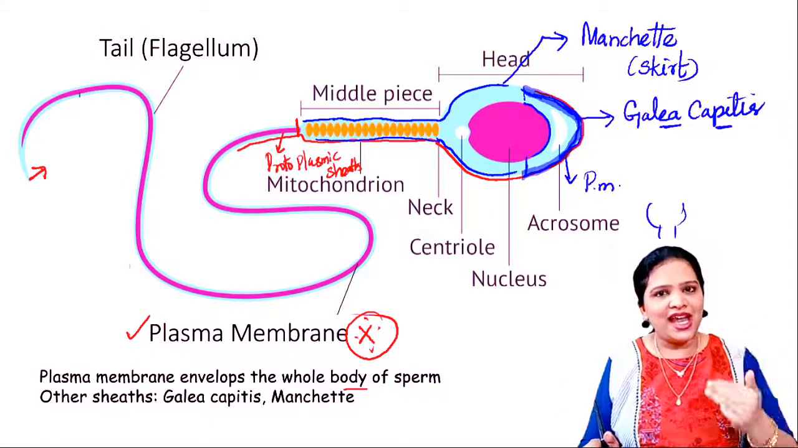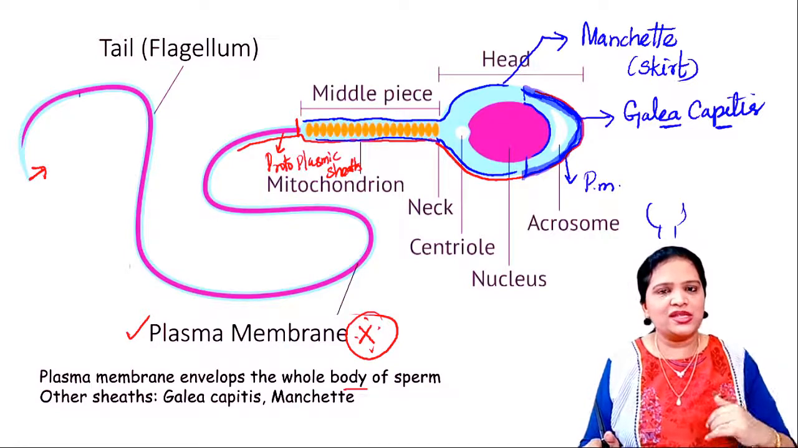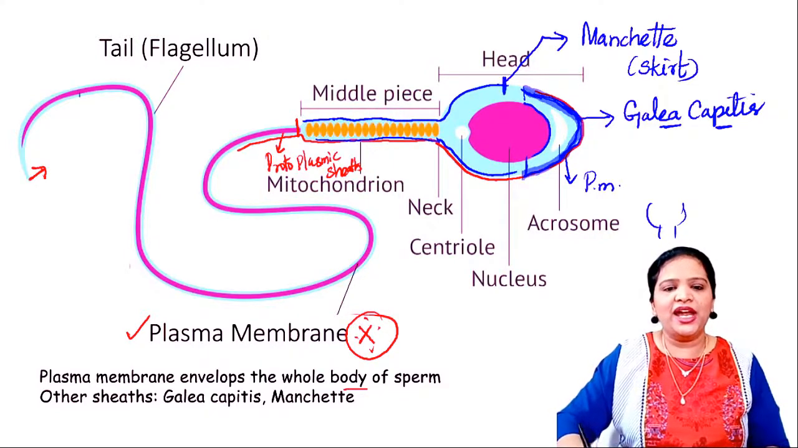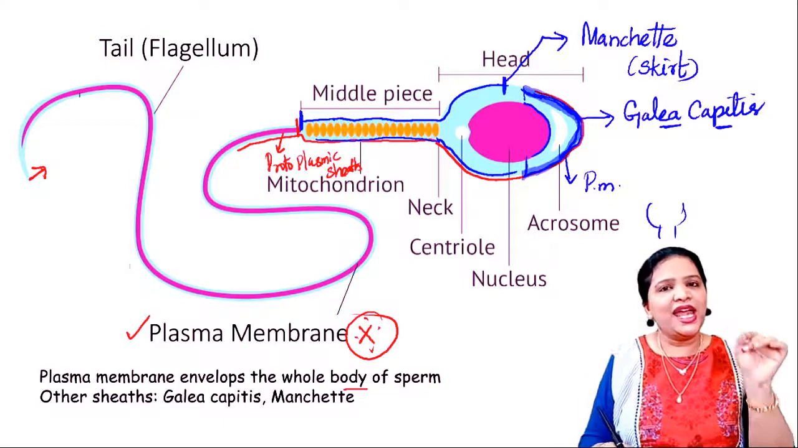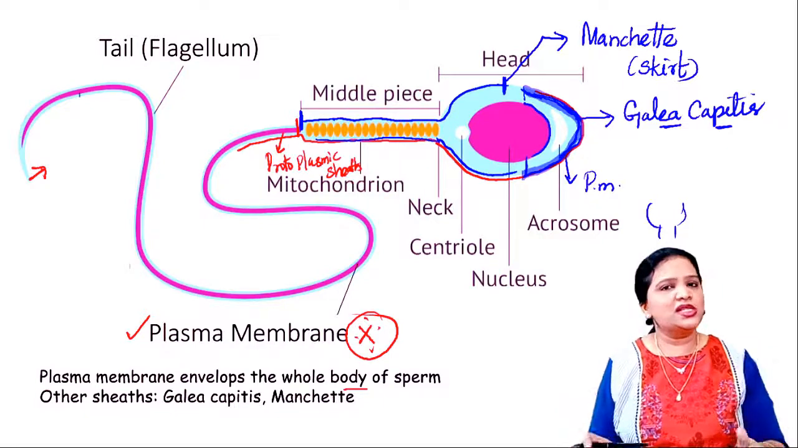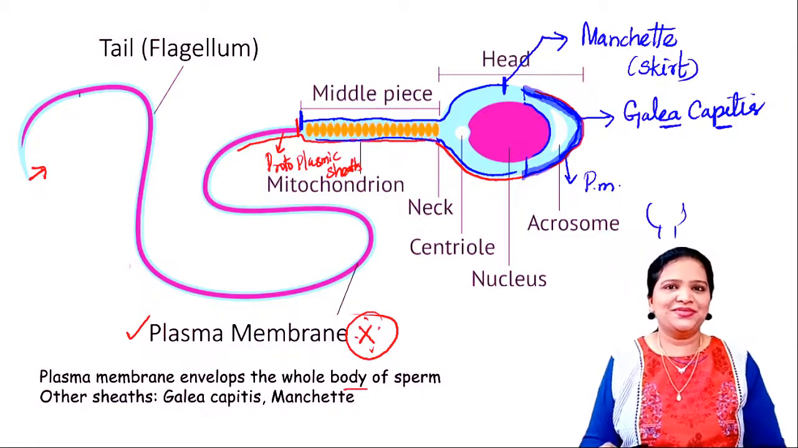Manchette is another sheath which is present from the middle of the nucleus. It starts from here and it ends at the end of the middle piece. Clear? So these are the three sheaths present in the sperm cell.